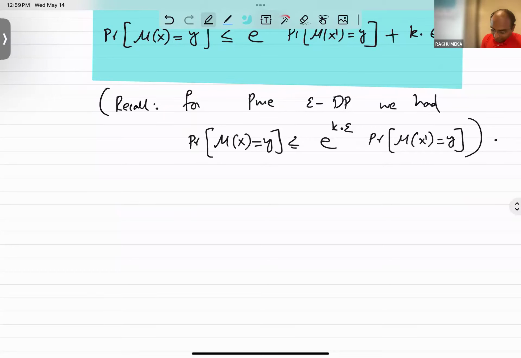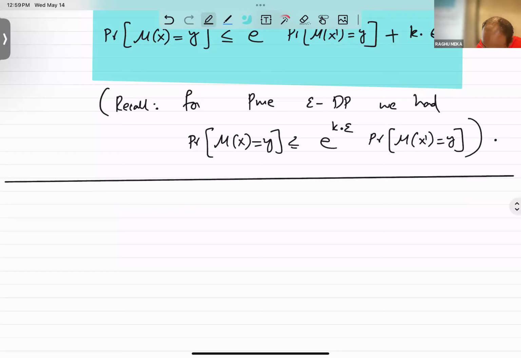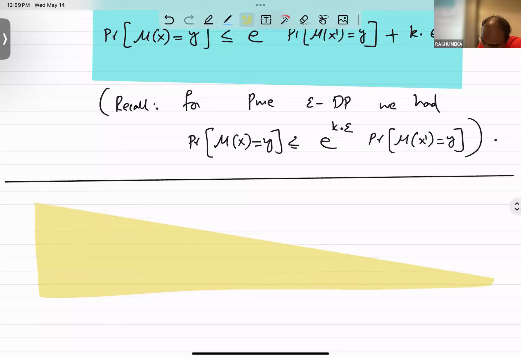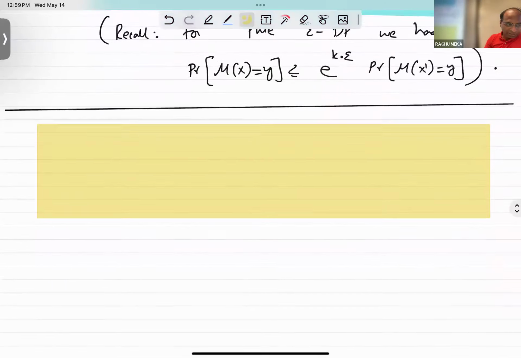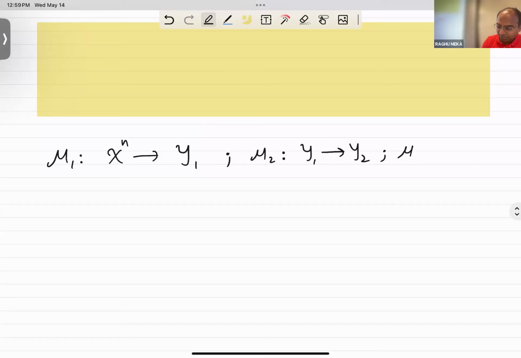And the other thing, which we didn't even cover in the case of pure privacy because it wasn't very interesting, but is much more interesting here, is the following. Suppose I have a sequence of databases. I go from some original database to Y1. And then I have some other mechanism which goes from Y1 to Y2, and then Y2 to Y3 and so on.